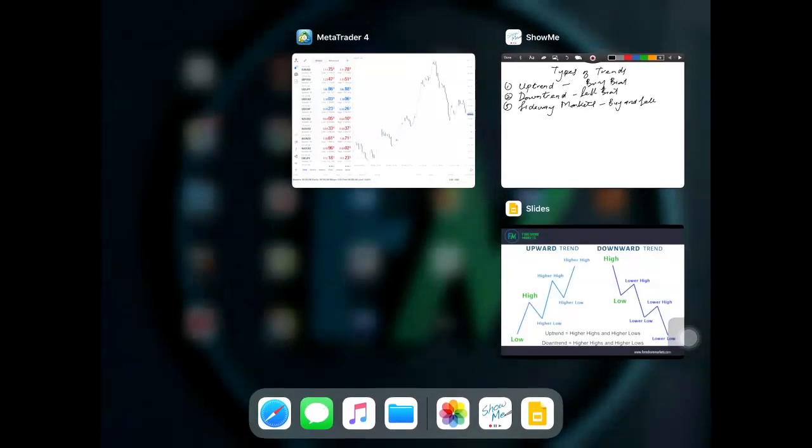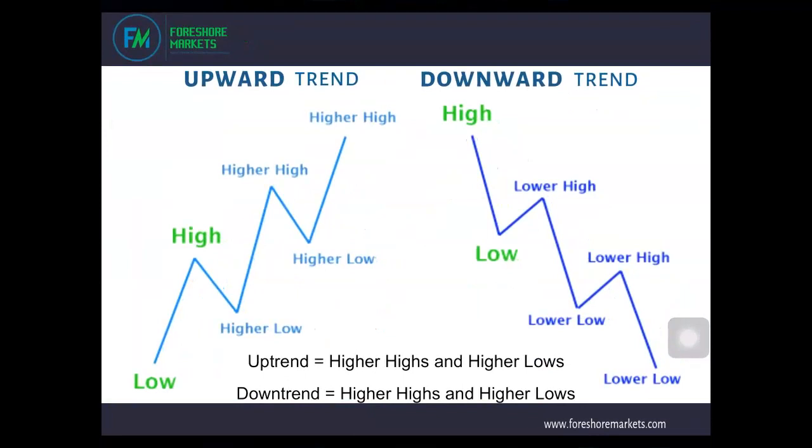Okay, so let's look at the first one: uptrend. What is an uptrend? What exactly is an uptrend? The simple definition for an uptrend is, as you can see, I forgot to switch on my mouse. So the simple definition of an uptrend is higher highs and higher lows. It is when the market is making higher highs and higher lows.